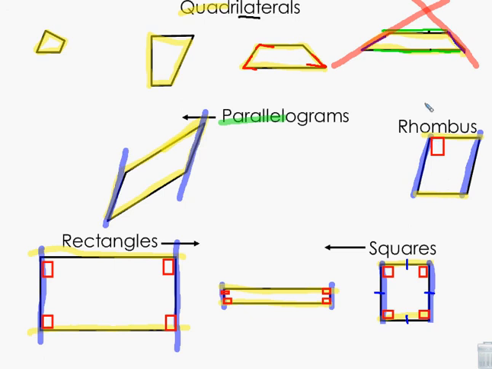A rhombus is unique too. It's not a square because, again, it doesn't have those square corners. However, just like a square, a rhombus has 4 sides that are all the same length. So a rhombus is a parallelogram, and a rhombus has all 4 sides that are the same length, but because it doesn't have square corners, a rhombus can't be a rectangle, and a rhombus cannot be a square.